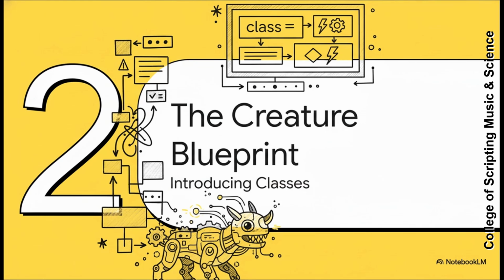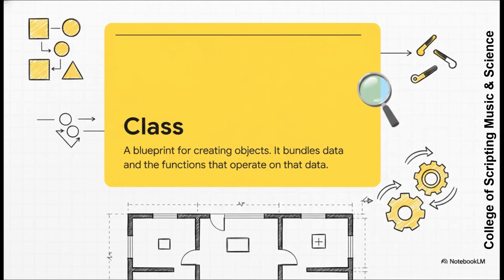Well, the answer in JavaScript is something called a class. And this is going to be the blueprint for our creature. Seriously, think of it exactly like a blueprint for a house. The blueprint itself isn't a house, right? It's just the instructions. It says a house needs walls, a roof, some doors. That's the data. But it also defines how those things work, like how a door opens or how a light switch turns on, and those are the functions. A class does the exact same thing, but for our code.